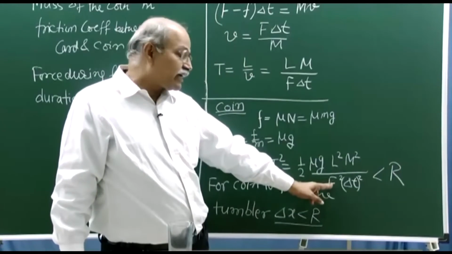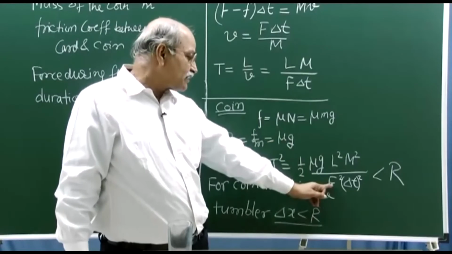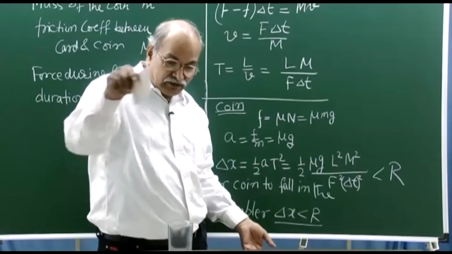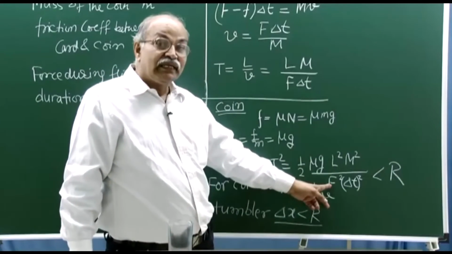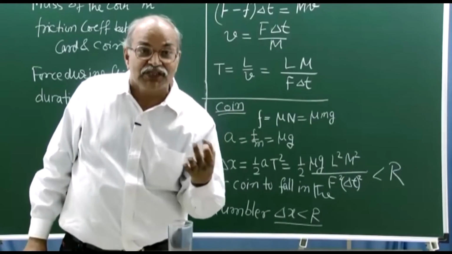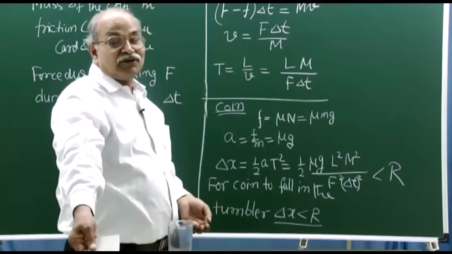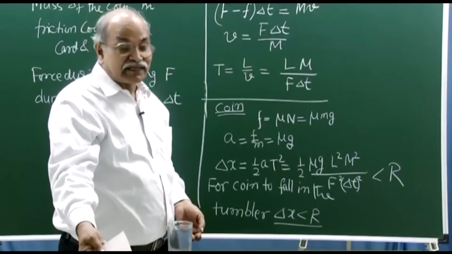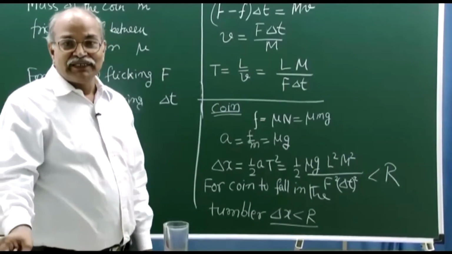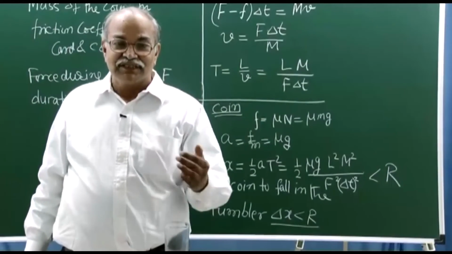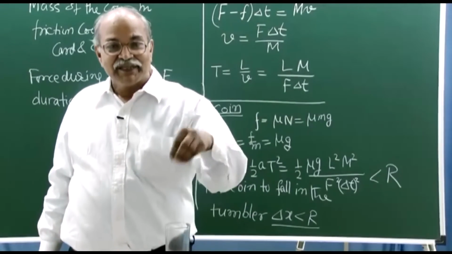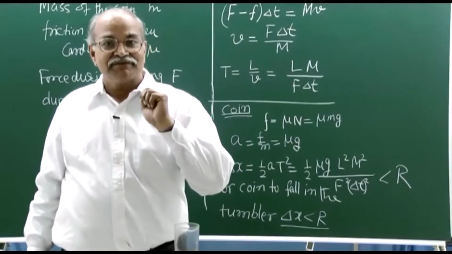And of course, this flick force should be large. If you want this to be smaller than r, so the chances are bright that the coin goes into the tumbler, this should be large. So, you have to flick very hard. If you flick with a much smaller force, perhaps the coin will go outside the glass. So, that is how things work, and that is why you saw in some of the cases the coin fell outside the tumbler, and in some of the cases it went inside the tumbler.